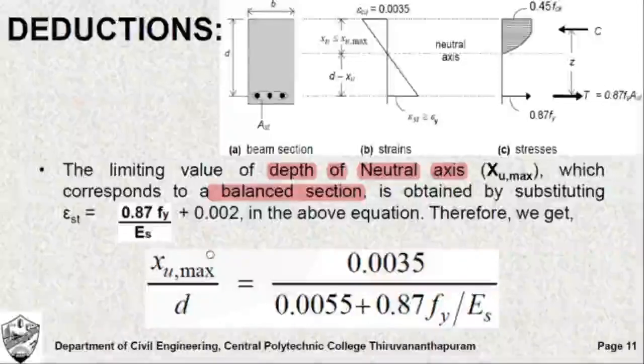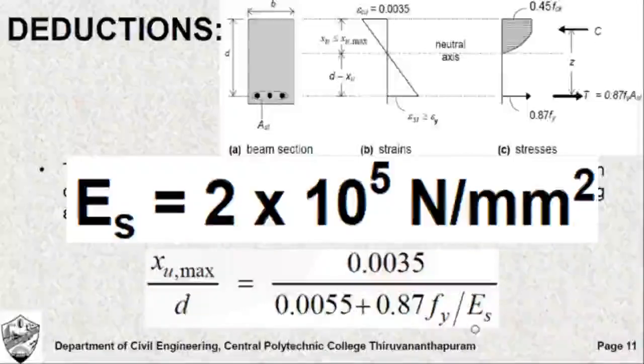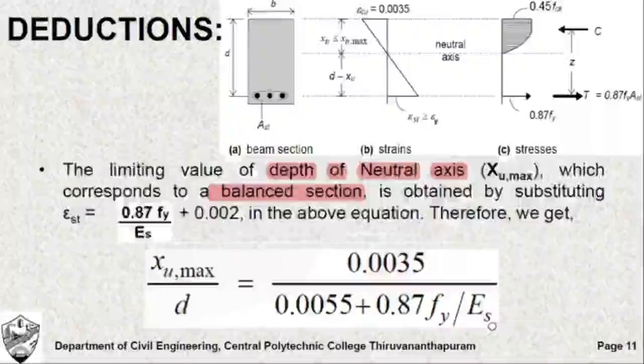In this expression we know xu max by d is a function of fy. fy is the yield strength of the steel. Yield strength of steel differs from one grade of steel to another. For Fe250, the yield strength is 250 megapascal. For Fe415, the yield strength is 415 megapascal, like that. And Es is the modulus of elasticity of steel, which is given by 2 into 10 power 5 Newton per millimeter square. So these things can be substituted here.